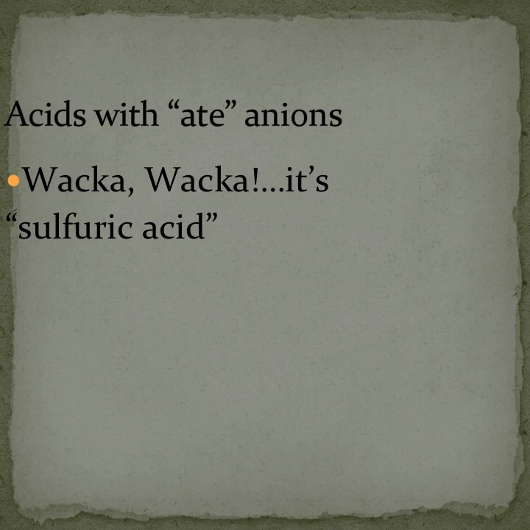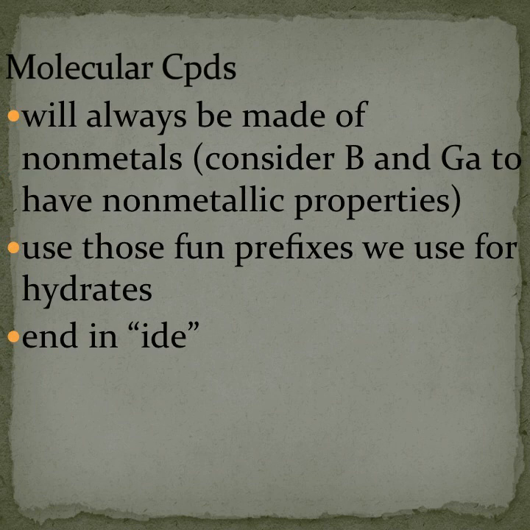It's actually a pretty short podcast, so I'm not too far from being done. The next thing we're going to go over is molecular compounds. Molecular compounds are always made of nonmetals. In our case, we're just going to work with what are known as binary molecular compounds for right now, which means they contain 2 nonmetals. I want you to consider boron and gallium to have nonmetallic properties in any of the stuff that we do.